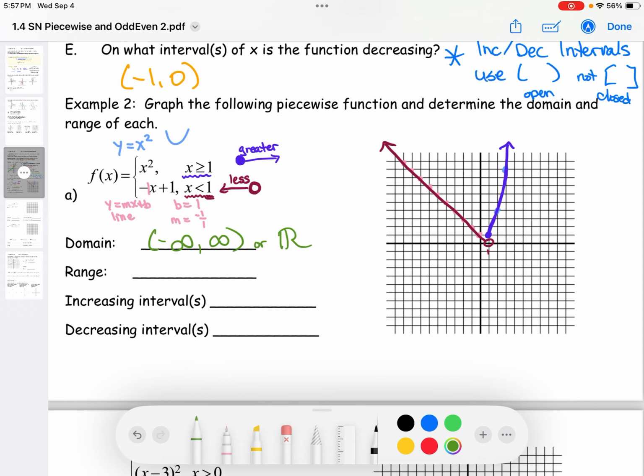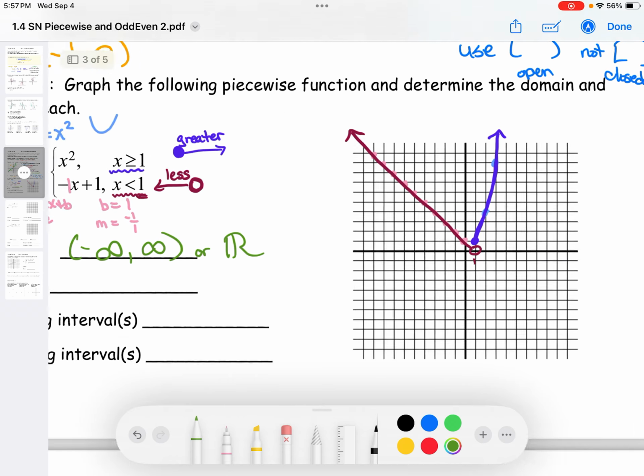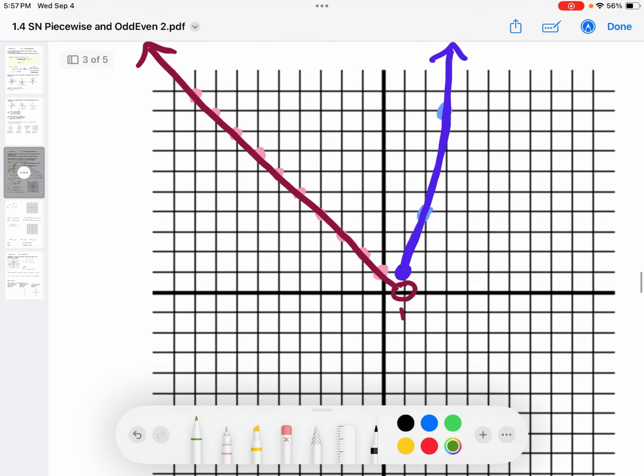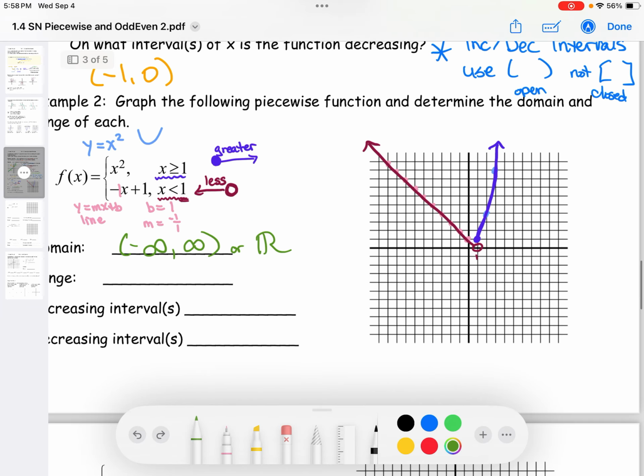Range always goes from bottom to top. The bottom y value of this graph is here. That y value is 0. That 0 is open. Nowhere else on that graph does a value of y equaling 0 get used. So we start at 0 with an open, and both pieces continue up forever. So that's 0 to infinity.